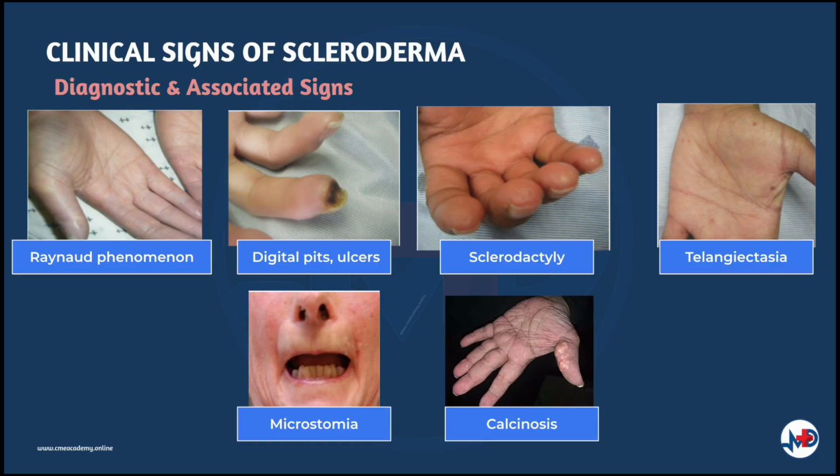Classical signs of scleroderma include Raynaud's phenomenon, digital pits, ulcers, telangiectasia, sclerodactyly, microstomia, subcutaneous calcinosis, and synovitis. These pictures show the clinical manifestations of scleroderma.